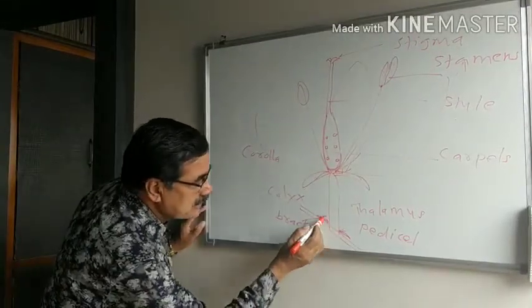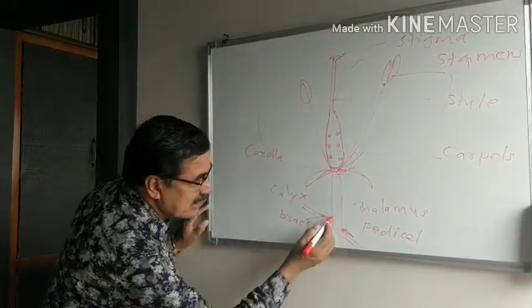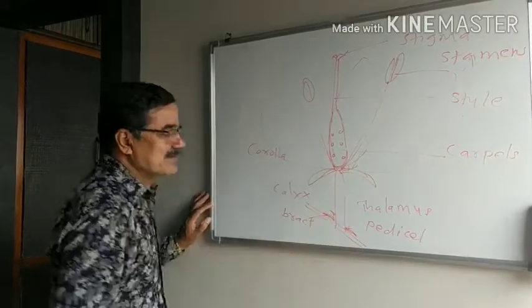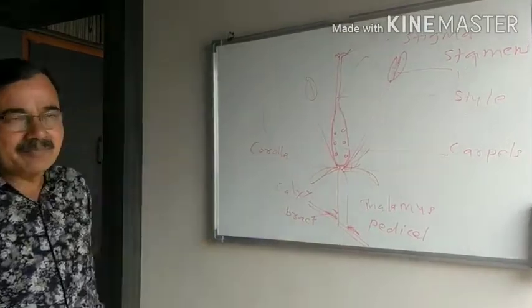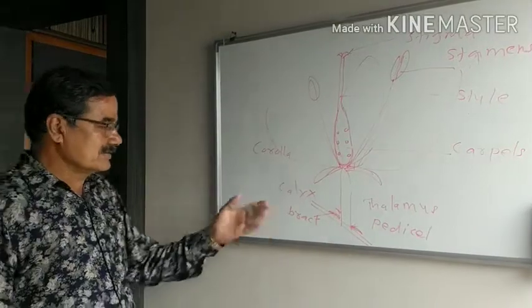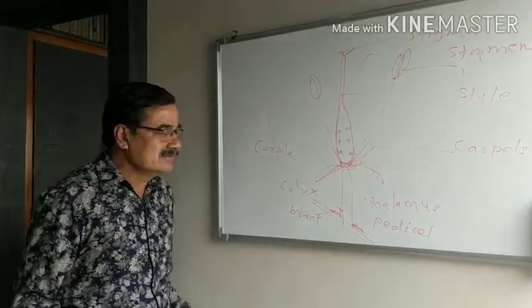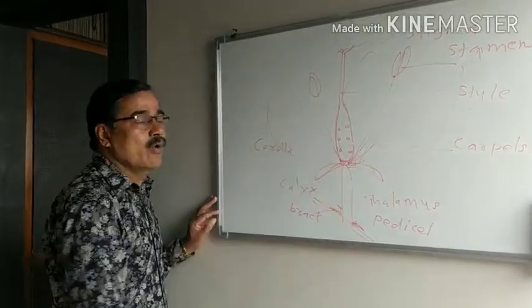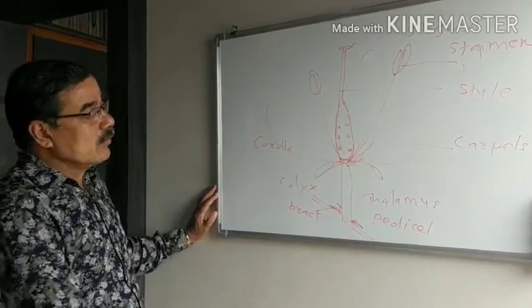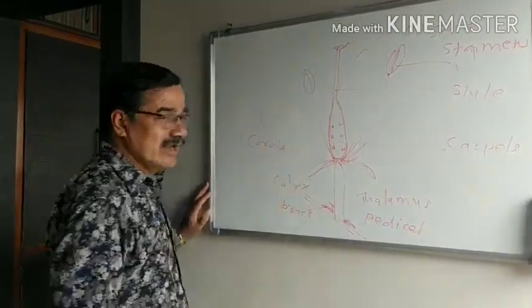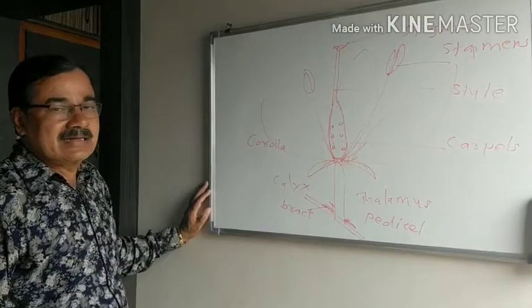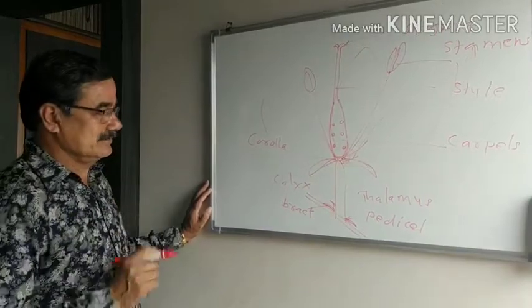Just near to these bracts, some accessory bracts are again present in a few flowers. They are known as the bracteoles. When the bracteoles are present in the flower, it is said to be bracteolate.